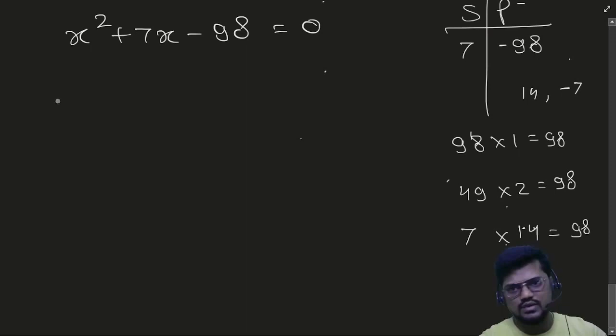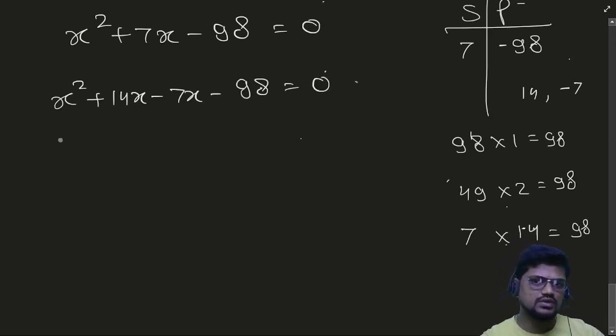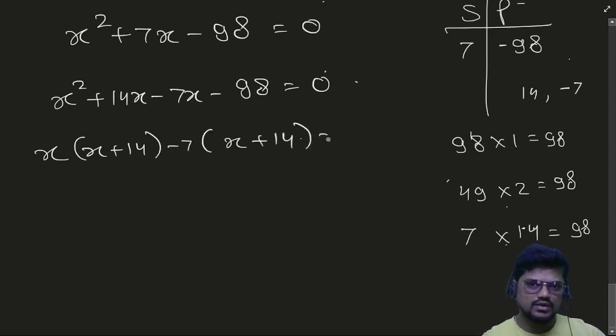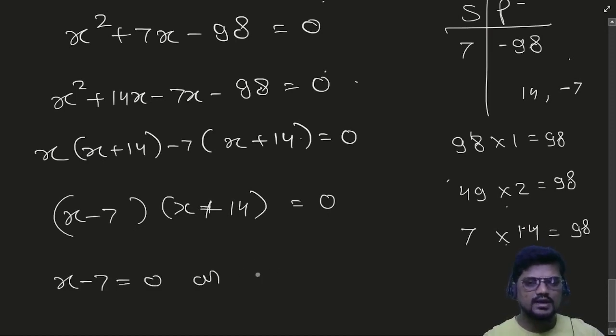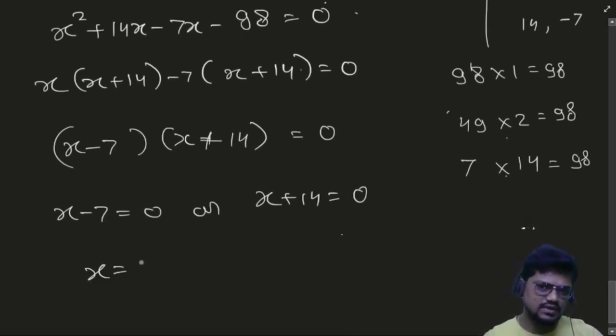Right? So it will be x square plus 14x minus 7x minus 98 equals 0. Taking x in common, x plus 14, minus 7 in common, x plus 14 equals 0. So what do you get? (x minus 7) and (x plus 14) equals 0. So x minus 7 equals 0 or x plus 14 equals 0. Ultimately, you get x equals 7 or x equals minus 14.